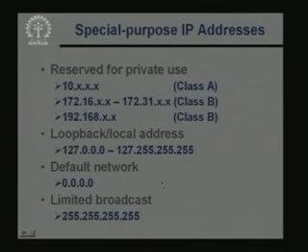Now, talking about some of these special purpose IP addresses, some of the addresses are used for private networks. A class A address that starts with 10 in the first octet, 10 dot something, is a private class A network. Similarly, class B networks that start with 172.16 up to 172.31, these 16 class B networks are also private, and 192.168 is also private.